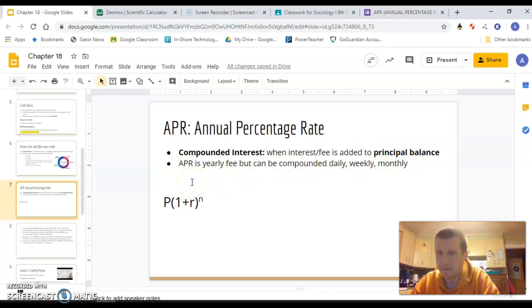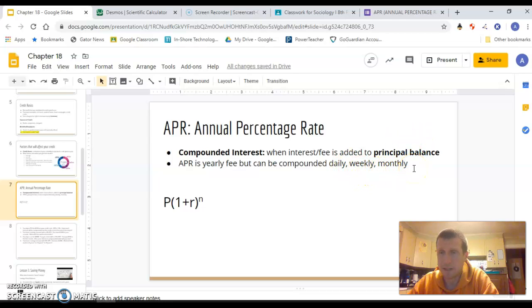APR is a yearly fee, but many companies are going to compound it at different times. They might compound it every month. They might do it weekly. They might do it daily. They could get crazy and do it by the hour. I can't imagine they would ever do that, but they could.